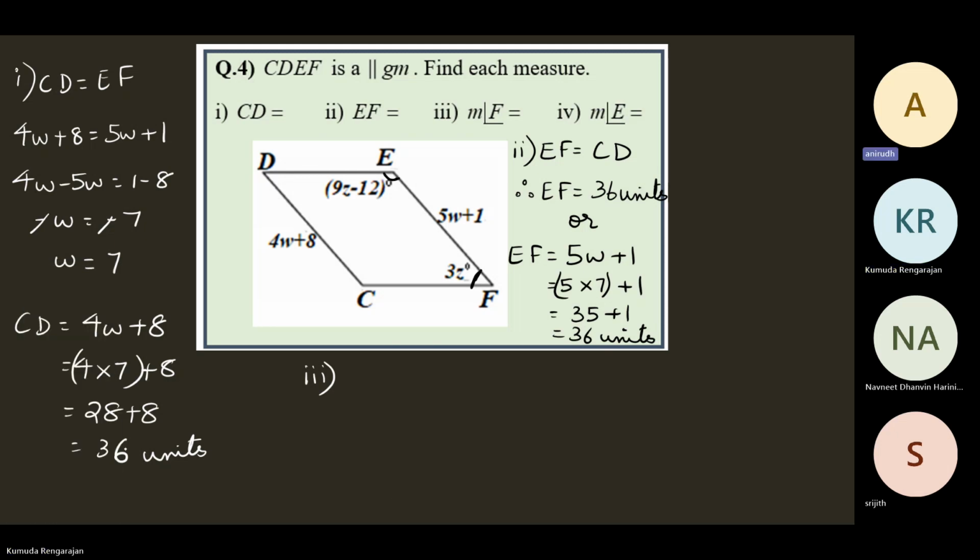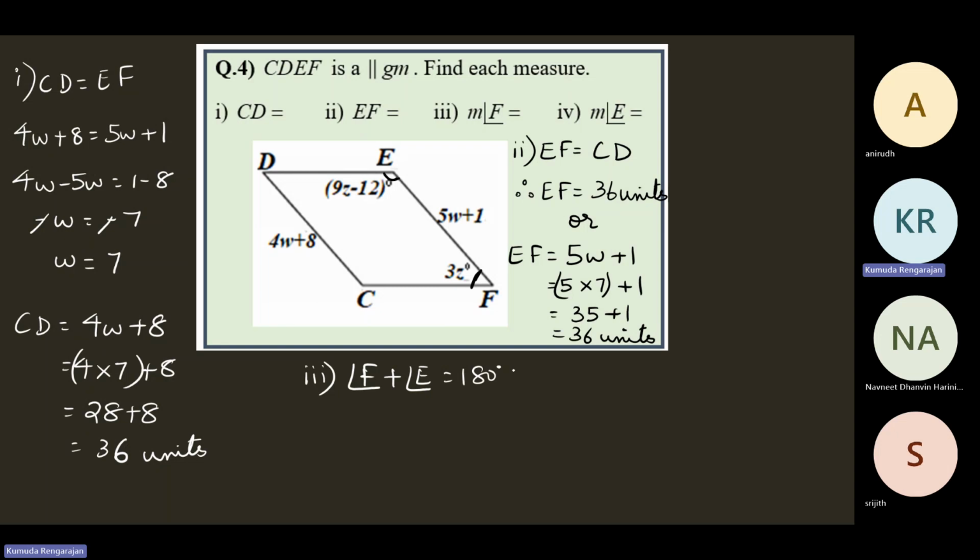And then we should find the value of Z and multiply it with 9, then minus 12 degrees. The answer. No, you have to find F. To find E, that's what you'll have to do. Measure of angle E, you'll have to substitute in 9Z minus 12. Correct. Good, Anirudh. So angle F plus angle E is equal to 180 degrees.